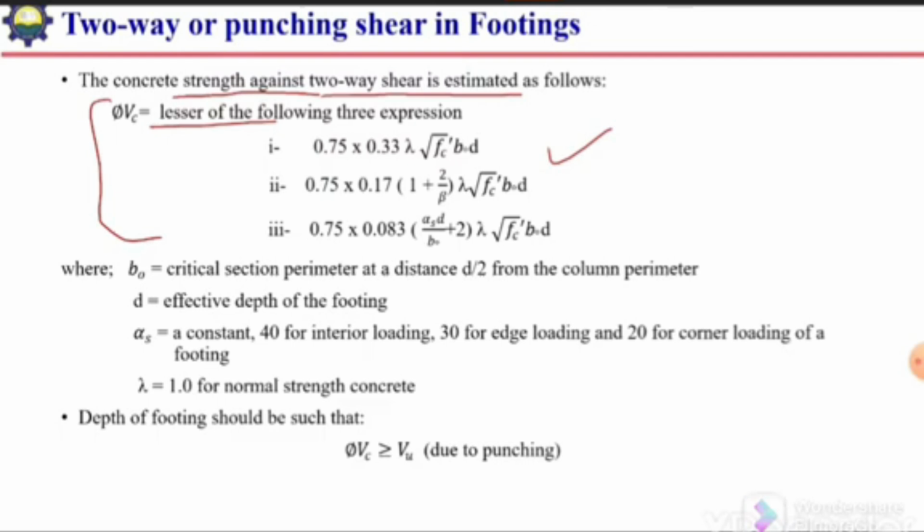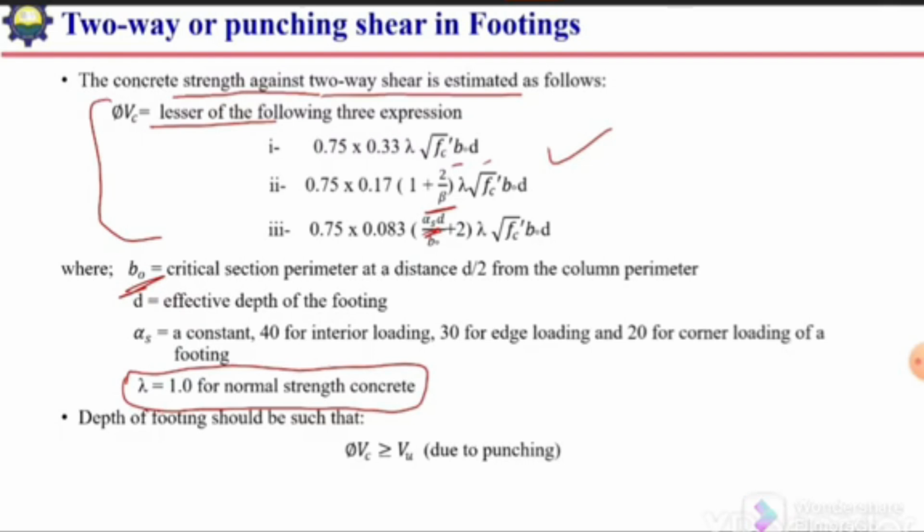Here we have b0 and d. b0 is the critical section perimeter, d is the effective depth, β is the ratio of longer to shorter side of the column, and α is a factor which is 40 for interior columns, 30 for edge columns, and 20 for corner columns. By using these three equations, we can estimate the capacity of concrete against two-way shear. Here λ is a factor which accounts for lightweight concrete. In the case of normal weight concrete its value is 1, but for lightweight concrete its value may be 0.75, or we can select the value if we know the density of concrete.